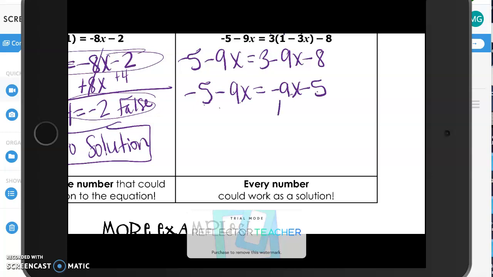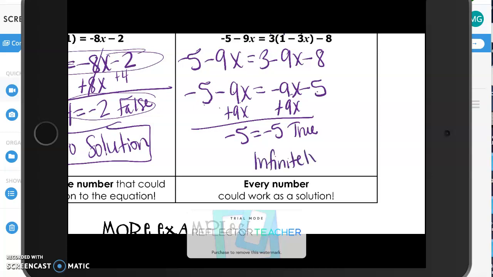If you continue solving, you would add 9x to both sides. If you don't do the shortcut, you would get -5 equals -5, which is true. So your answer, it's a long one, needs to be infinitely many solutions.